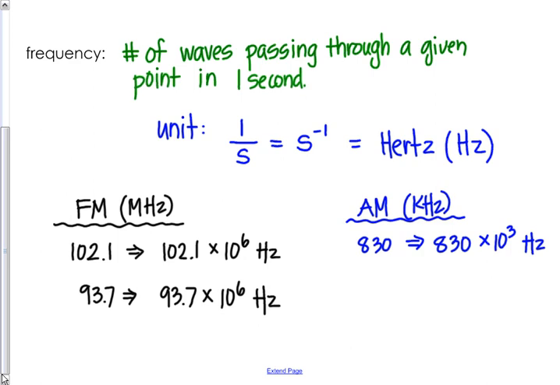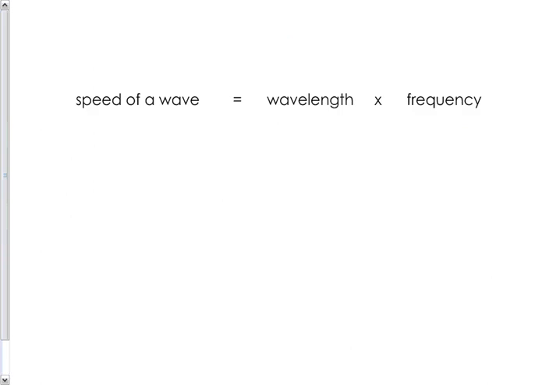Now, how does all this work into a formula? Well, we're going to use wavelength and frequency to calculate speed. So you can see up here that the speed of a wave is equal to the wavelength times the frequency. Now, from 9th grade, speed is often the same as velocity, so we're going to call that V. These are the symbols that we are using.